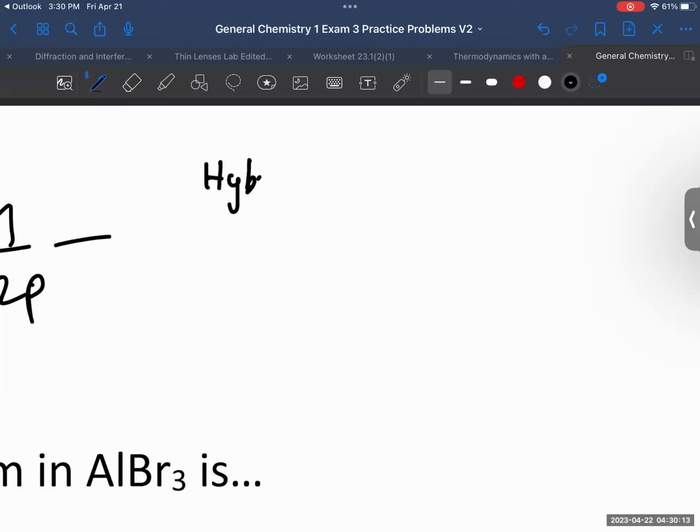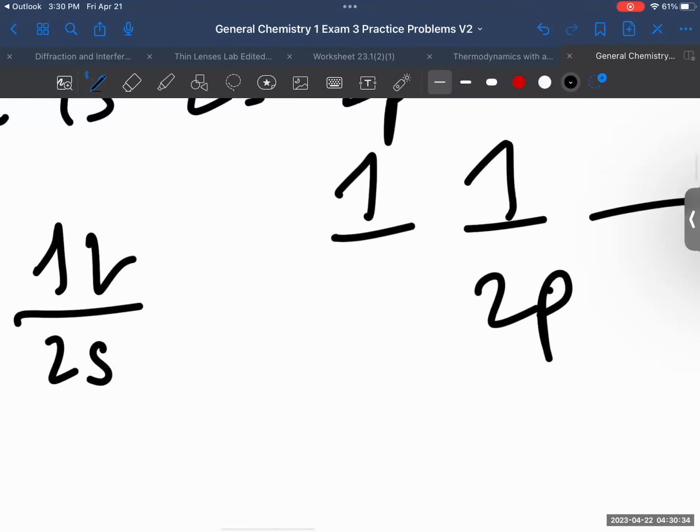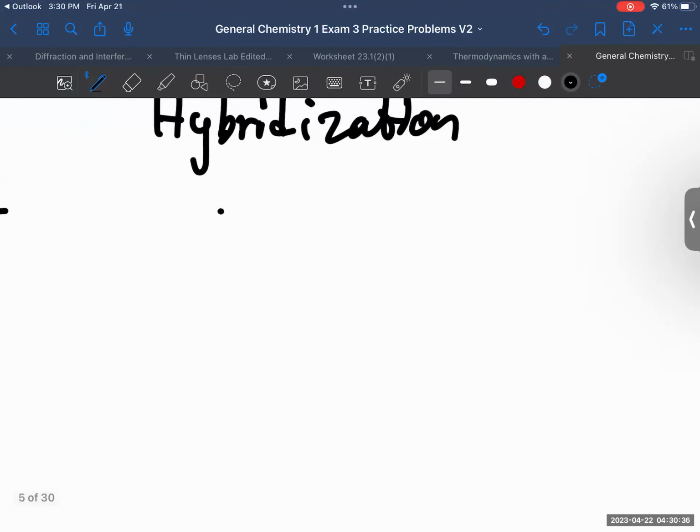Hybridization is basically the mixing of orbitals. That's what the definition is. So hybridization says, okay, here's the 2s orbital, and there's a 2p orbital. Let's make an orbital in between. It's higher in energy than the s, but not as high in energy as the p orbital. We'll call this the sp hybridized orbital.